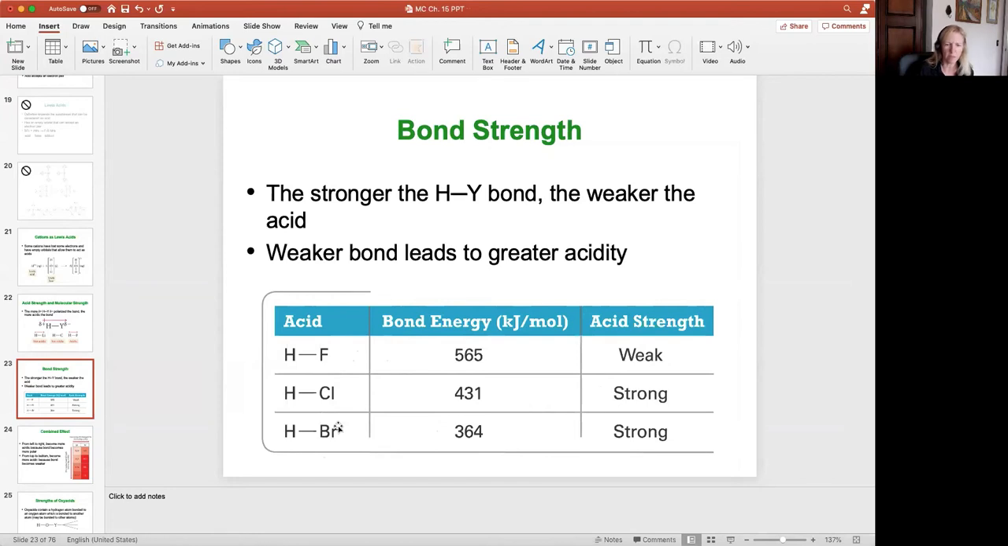So bromine is much larger than chlorine. Chlorine is much larger than fluorine. So the smaller this anion is, the stronger this bond is. And so even though this bond is the most polar bond out of all three of these, because it's the strongest bond, it's going to have a very weak acid strength. So hydrofluoric acid is a very weak acid. Hydrochloric acid is a really strong acid. Hydrobromic acid is a really strong acid. And so you kind of have to take both of these into play.